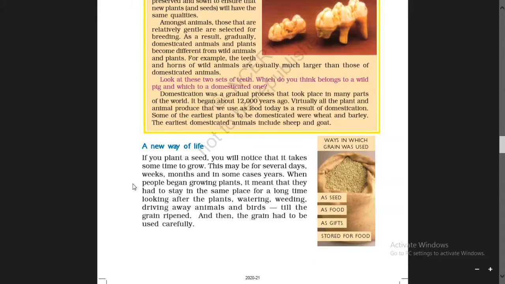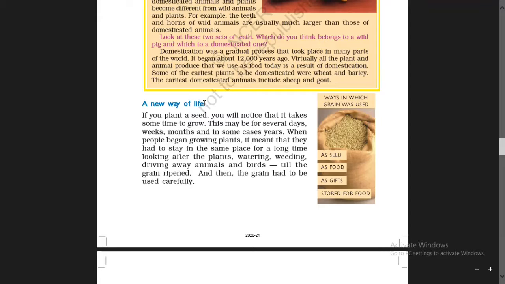Let us see a new way of life. Now, boys, as people came to know farming, herding and domestication, it changed the life of people. If you plant a seed, you will notice that it takes some time to grow. This may be for several days, weeks, months, and in some cases years. So to grow as a plant, it may take several days or weeks or months or even some years.